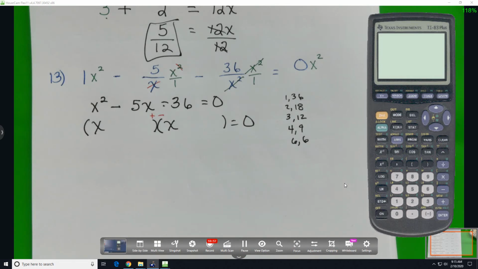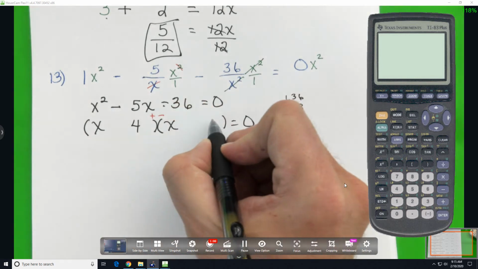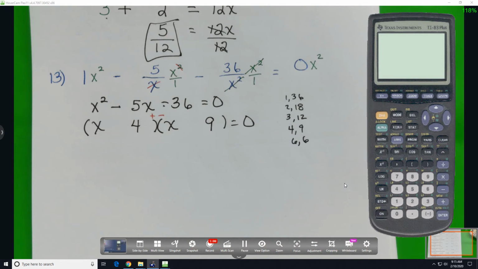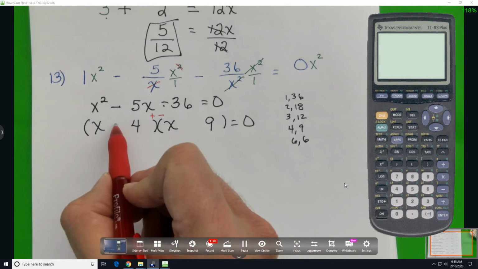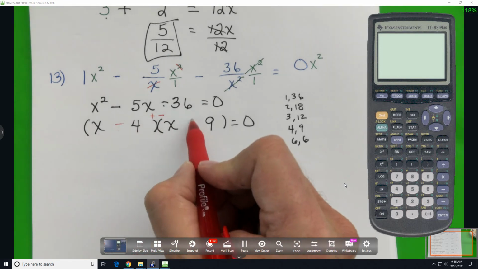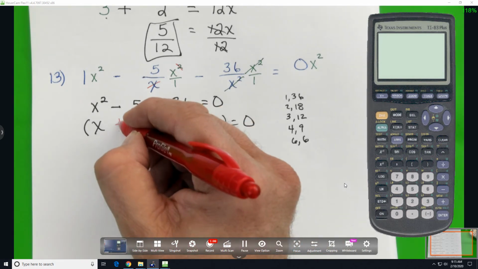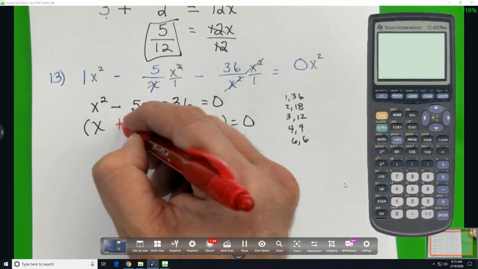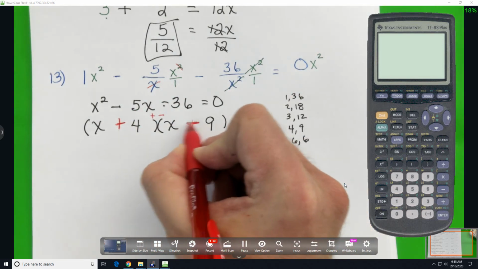Which pair is going to work here? The 4 and 9. And how should I arrange my signs? A negative 4 and a plus 9? I'm thinking that would give me a positive 5x. I'm thinking you're ahead of me. Are you already at the answer? I think at this point it should be a plus 4 and a minus 9.